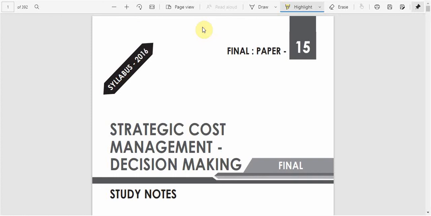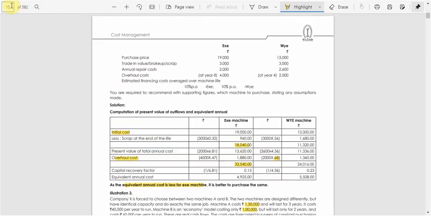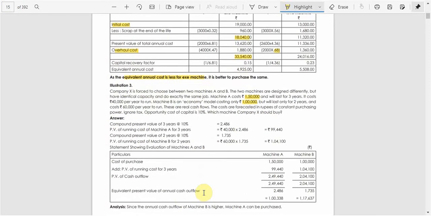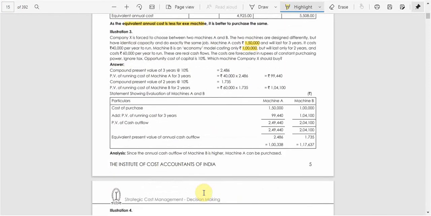Hi. In the paper number 15, we will see some more problems in the costing paper. So let us go to the page number 15. So let us see illustration number 3 in our material. So illustration number 3. So company X is forced to choose two machines, either A or B.